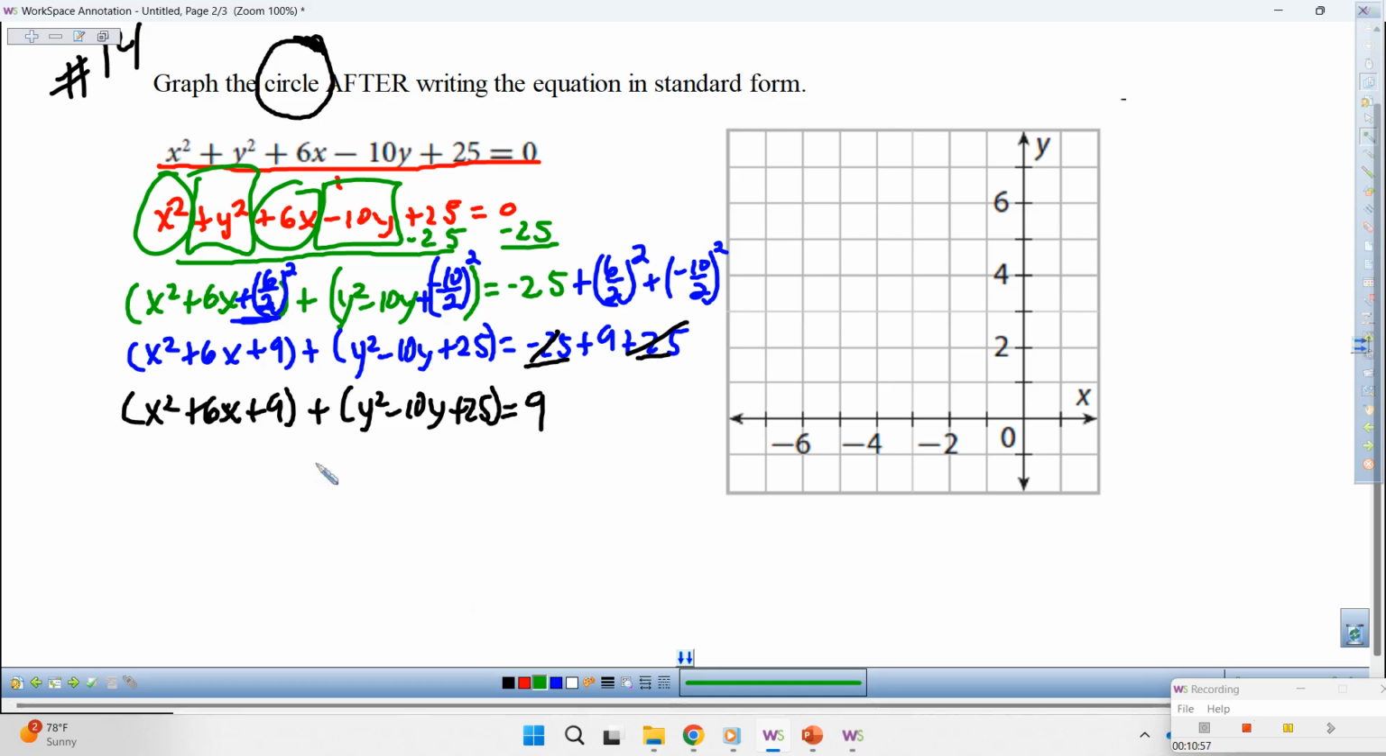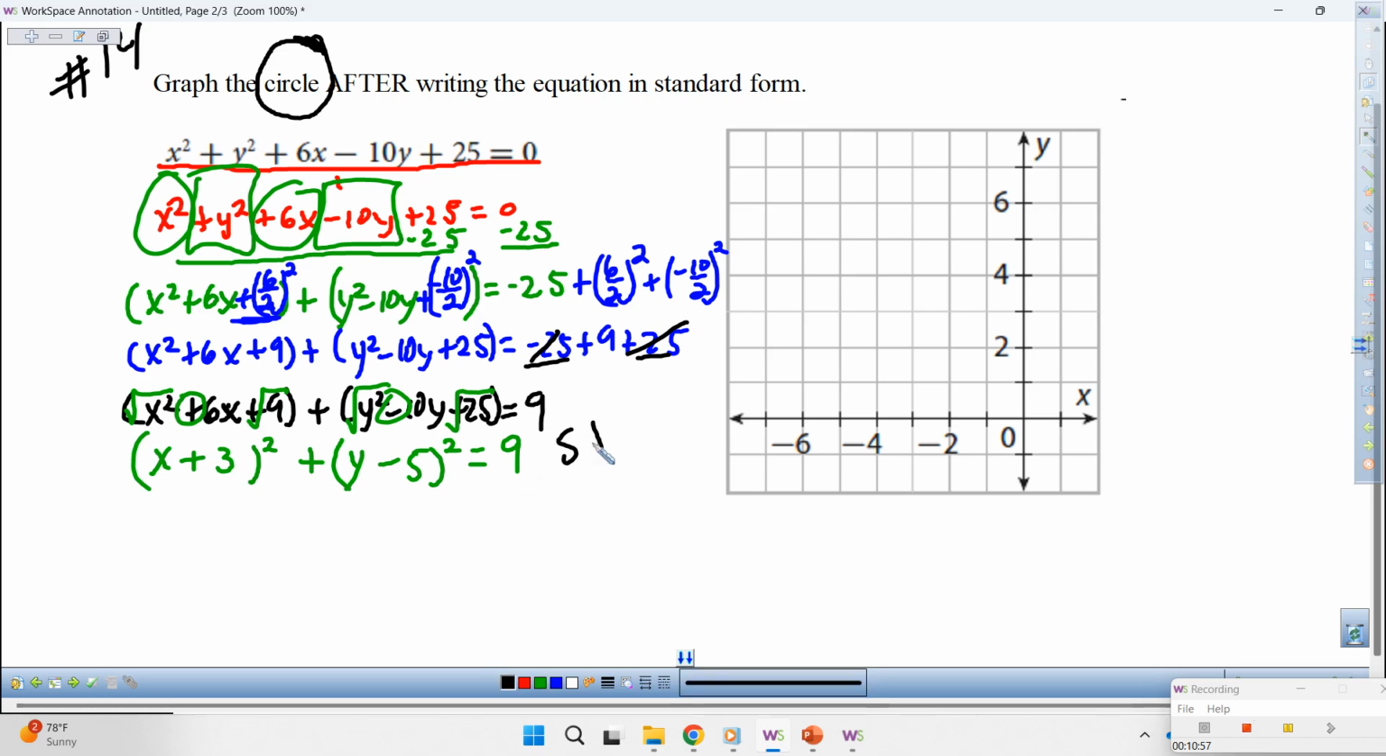Next, let's factor. Remind your neighbor how to factor this trinomial. What is the shortcut? Joseph, what do I do? Square root of the first is x. Square root of the last is 3. Sign of the middle, and you write that squared. Plus, square root of the first, y. Square root of the last, 5. Sign of the middle, minus. Squared, and all that equal to 9.